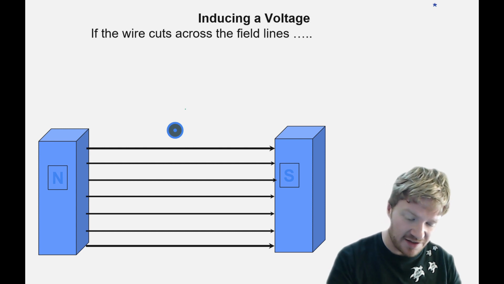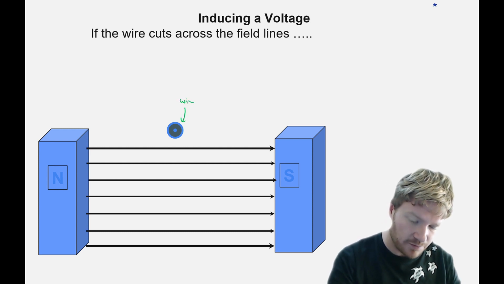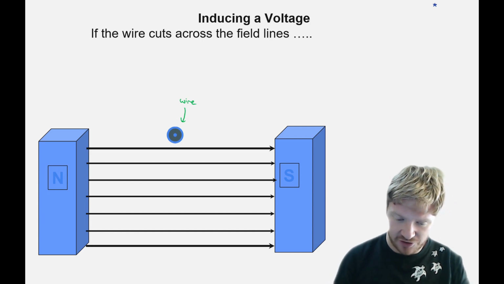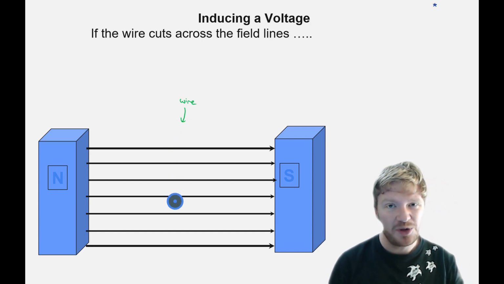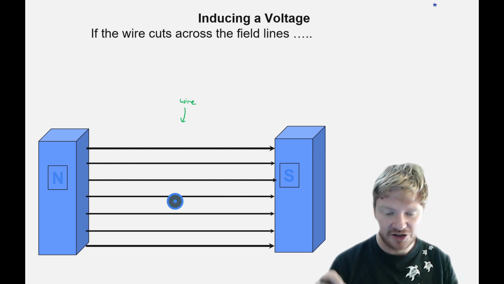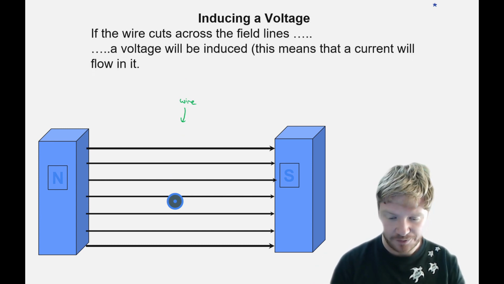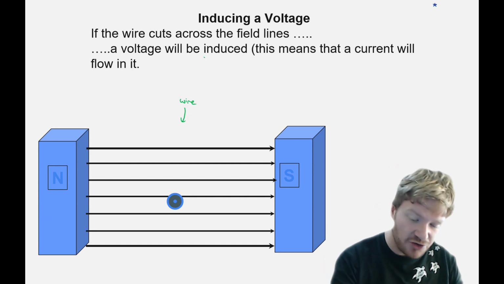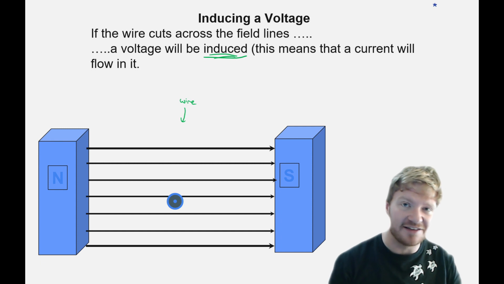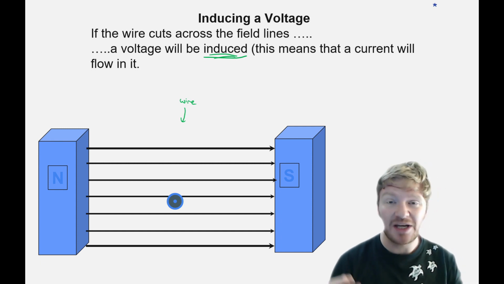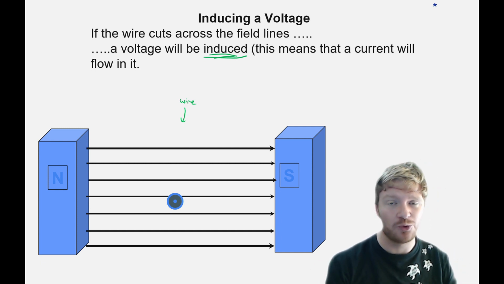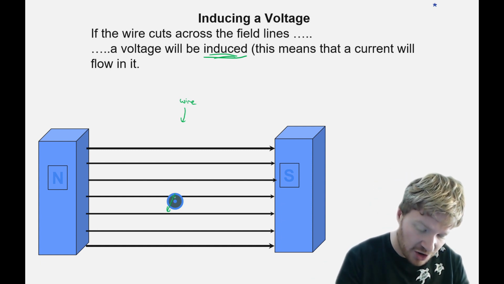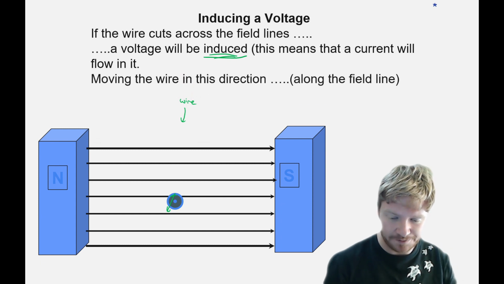The idea is, here's a wire, and I'm going to move it down. So it's going to cut these field lines, like that. Now what we find is, if a wire cuts through field lines, a voltage will be induced. Induced is the term for just created in a wire. Now, if I then have a complete circuit, that voltage will also give me a current. But the key thing is, I will get a voltage along here, along my bit of wire.